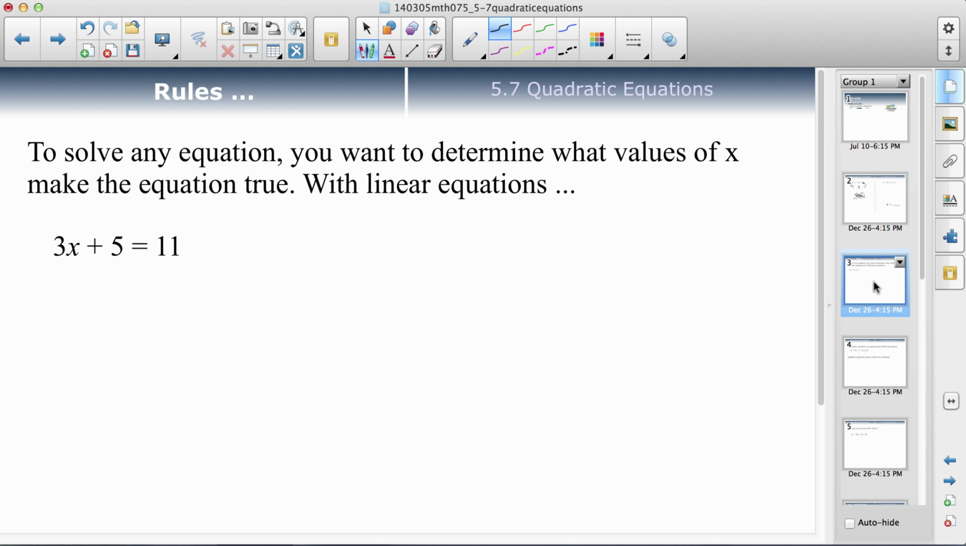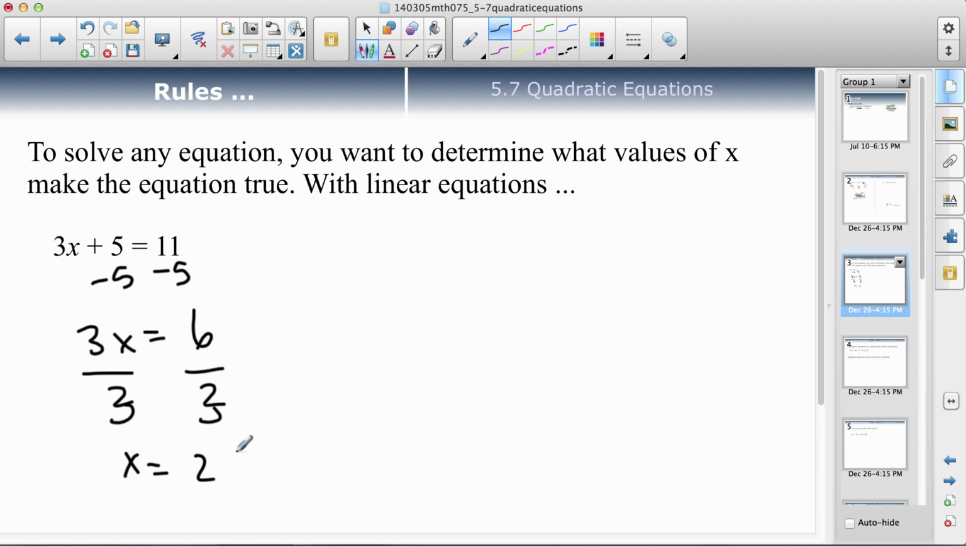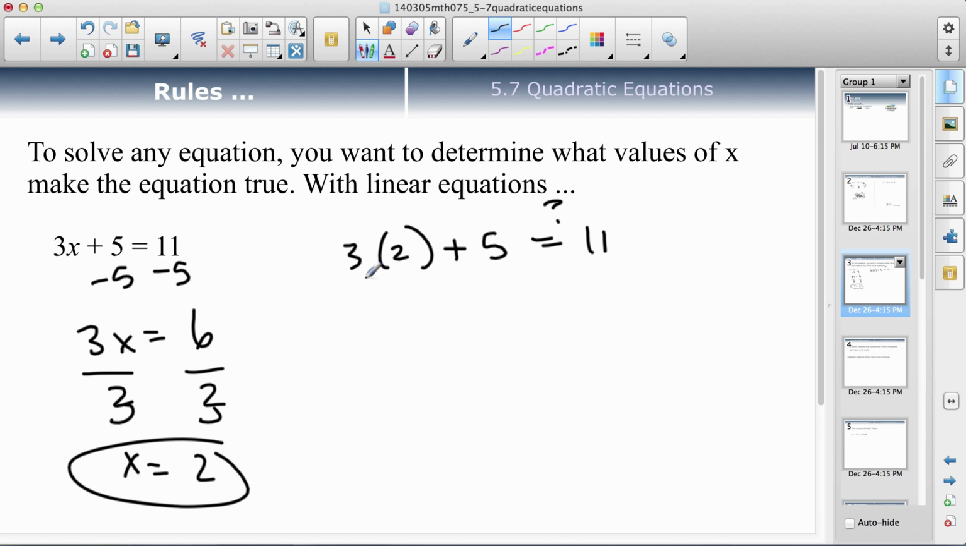Now, in normal equations, like this linear equation, we can use a lot of different tools that we've seen before. One of them was the subtraction principle, so I'll subtract 5 on both sides, and then I'll use the division principle, divide both sides by 3. Whoops, I was getting my answer already. Divide both sides by 3 and I come up with x is equal to 2. Then I can always plug that 2 back in and see if my answer is true. 3 times 2 is 6. 6 plus 5 is equal to 11.